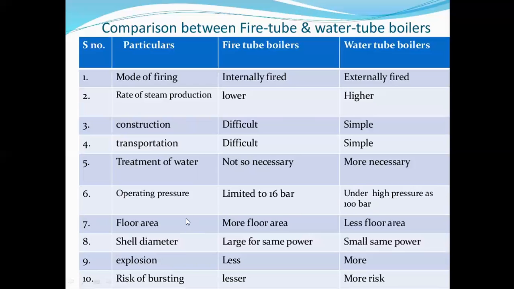Okay, and floor area. For the fire tube boiler, the floor area is more, it occupies more floor area. For the water tube boiler, it occupies less space. And shell diameter. The fire tube boiler has a larger shell diameter for the same power, so the shell diameter is more for the fire tube boiler.